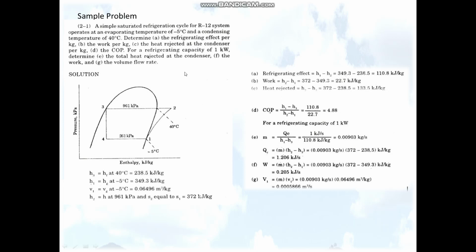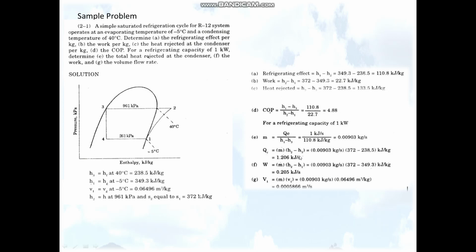So from there, pag alam na natin yung ating mass flow rate, we can now calculate the total heat rejected at the condenser. H2 minus H3. Mass flow rate times H2 minus H3. Ito siya. Mass flow rate in kilogram per second times kilojoule per kilogram. We will get kilojoule per second, which will give us 1.206 kilojoule per second. Ito na yung ating total heat rejected at the condenser.